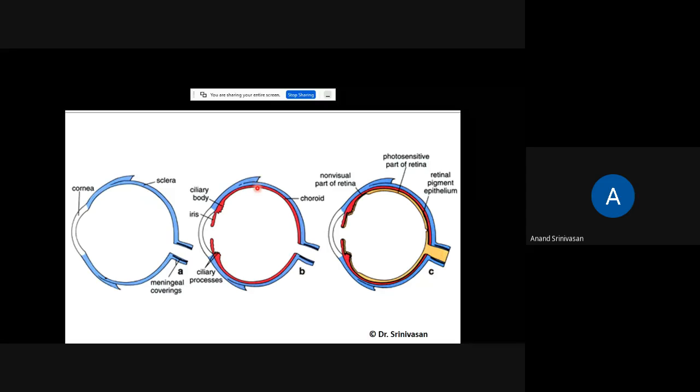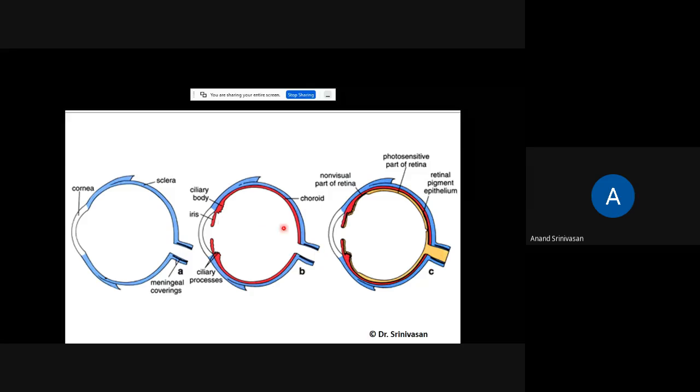Inner to the choroid layer, there is another layer which is shown by the yellow colored structure here, and that's called the retina. The retina is a pigmented layer, and it contains a large number of nerves.